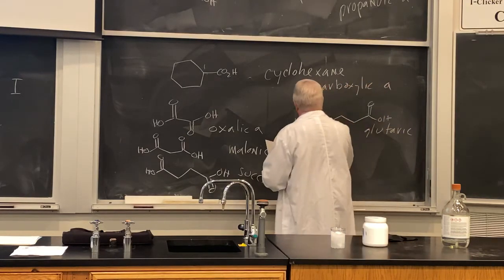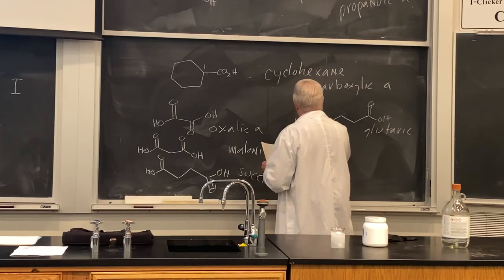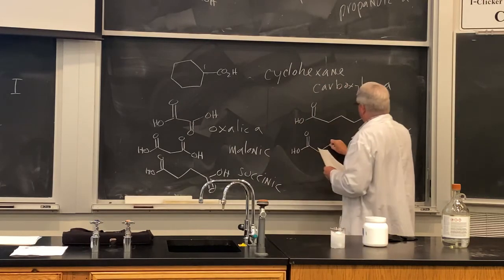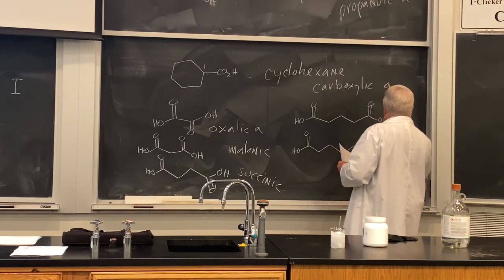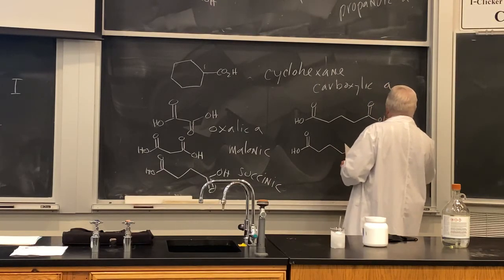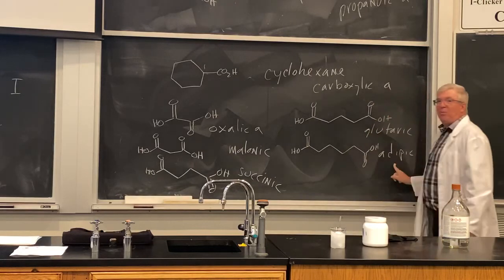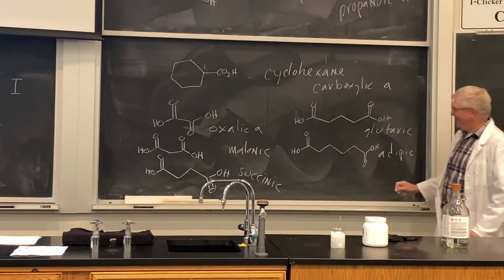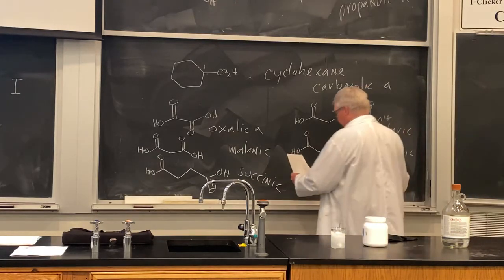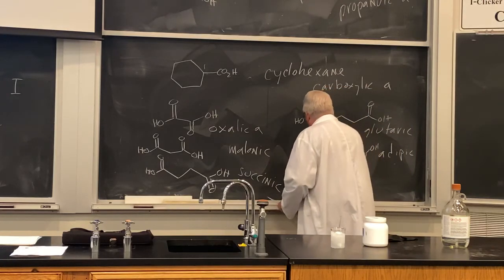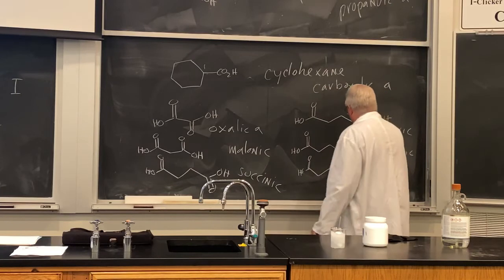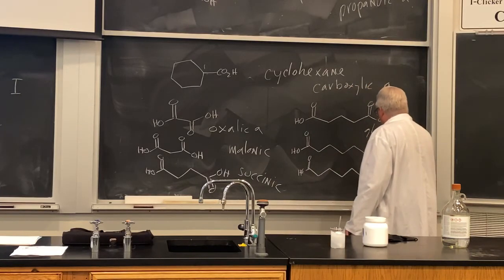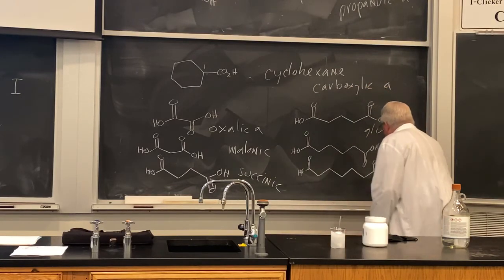And let's see, adipic. 1, 2, 3, 4, 5, 6. Adipic. It's prominent in apples and other fruits. And let's see, one more. Sorry, pimelic. Pimelic acid's going to have 7. 1, 2, 3, 4, 5, 6, 7. Pimelic.